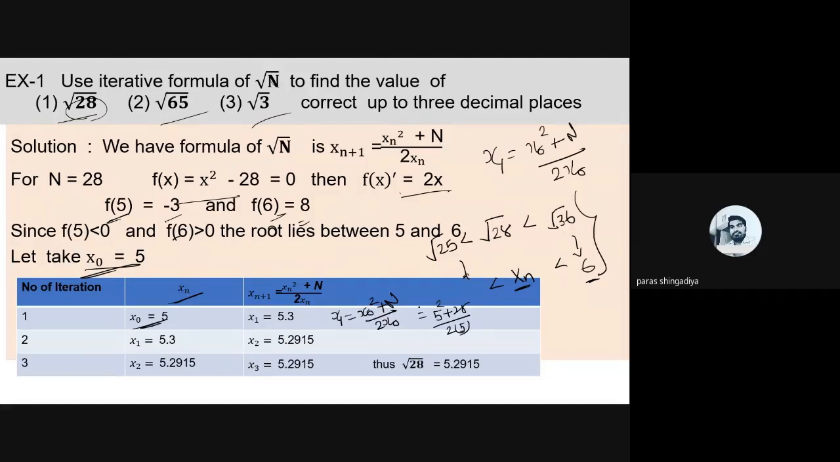Clear? 5.3 is the answer of this one. That is 53 divided by 10, which is 5.3. This is the first iteration, the first approximation answer of root 28. And now let us check the second one.